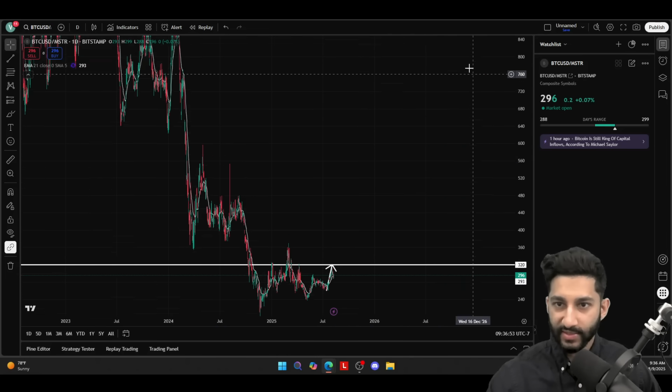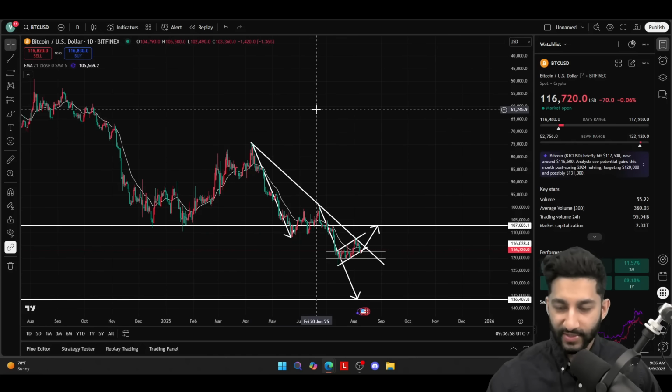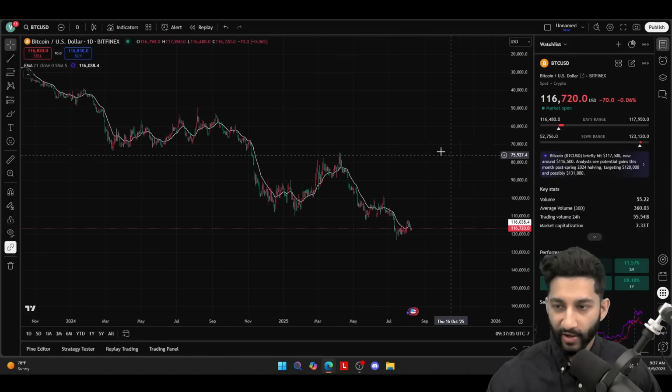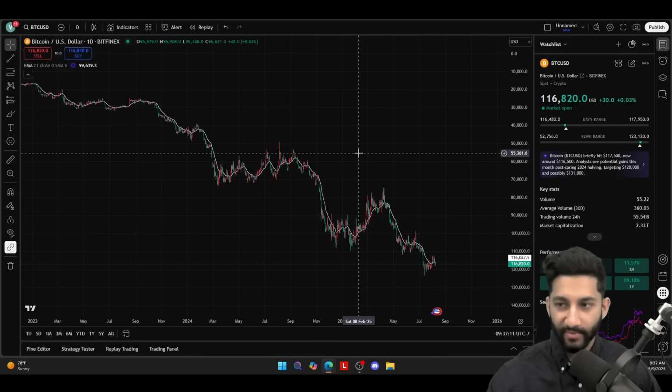Then last but not least, I want to take a look at one more chart. This is Bitcoin's chart inversed, meaning flipped. Bitcoin against the US dollar, but flipped. So what does this mean? It means that you're able to purchase more dollars with one Bitcoin. Instead of dollars buying Bitcoin, it's Bitcoin buying dollars.